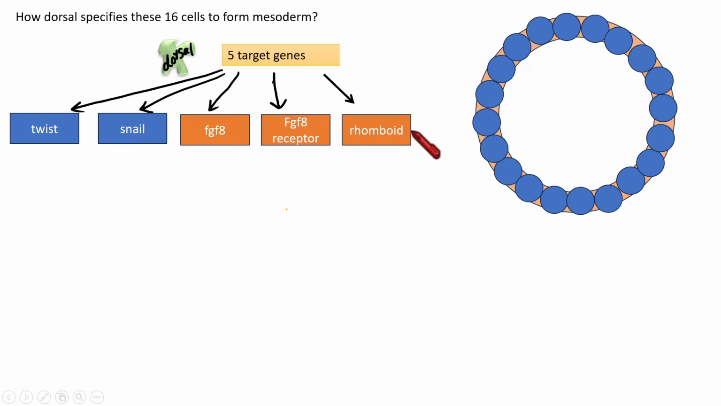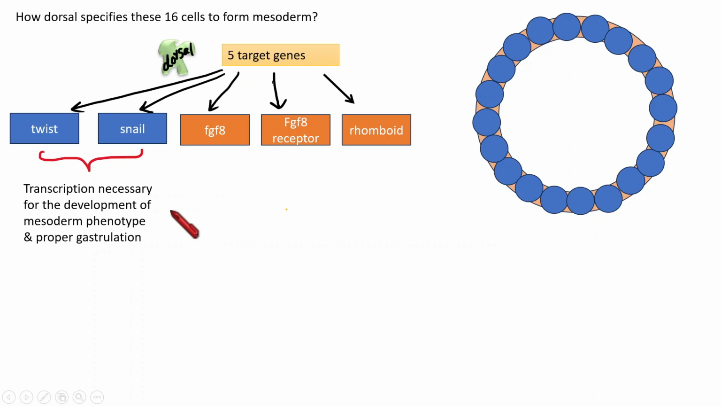Among these 5 genes, the transcription of twist and snail is very necessary for the development of mesoderm phenotype and proper gastrulation. So the transcription of these 2 genes is very crucial in the development of mesoderm. To transform the ventralmost 16 cells to mesoderm, transcription of these 2 genes is crucial. I already told you that dorsal can activate all the 5 genes.